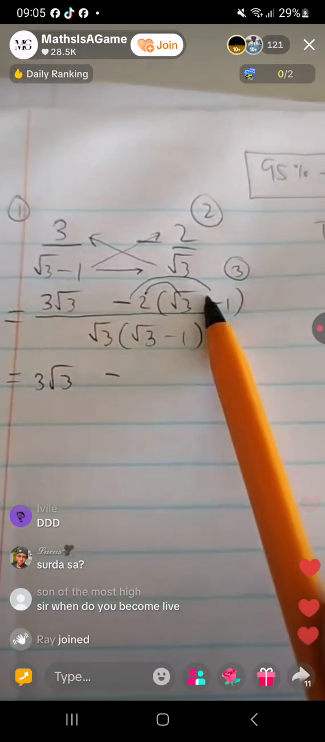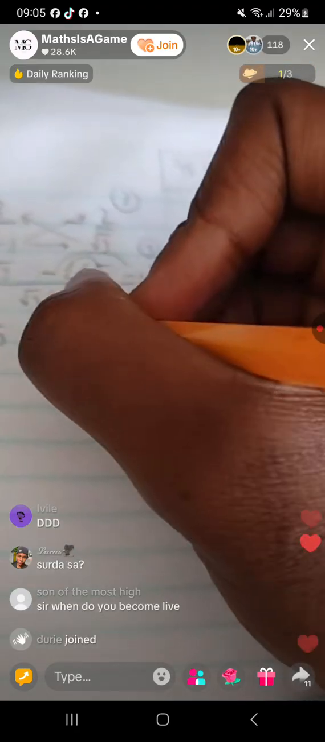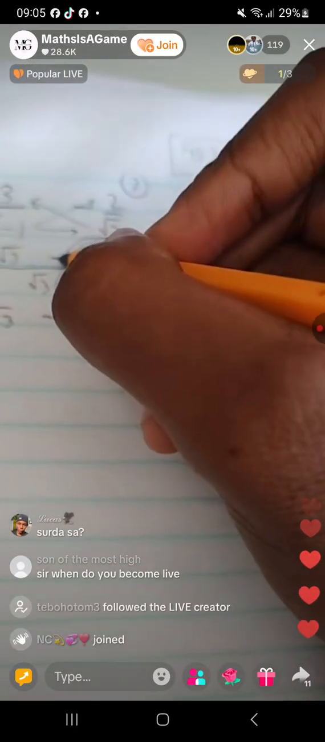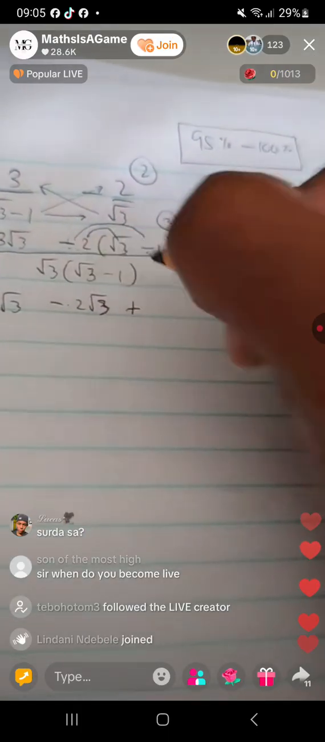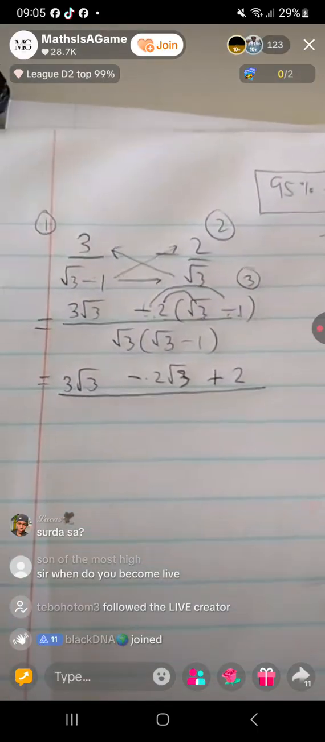Then the negative 2, we distribute. Negative times a positive, we know is negative. 2 times root 3, obviously that's 2 root 3. Then we take this negative 2, we distribute it to the last term. What's negative times a negative? It's positive. 2 times 1 is 2. Those are our terms in the denominator.